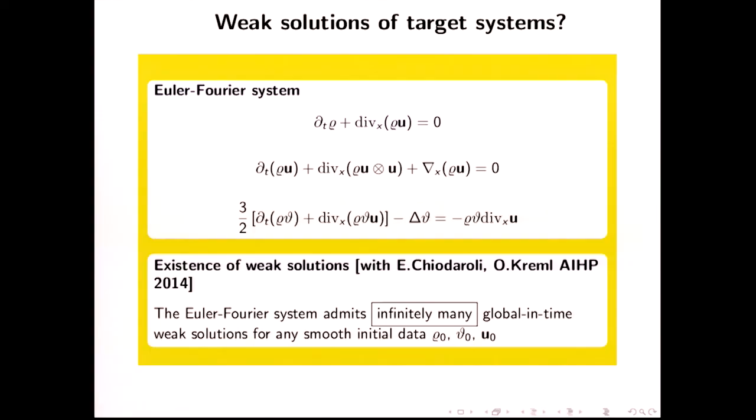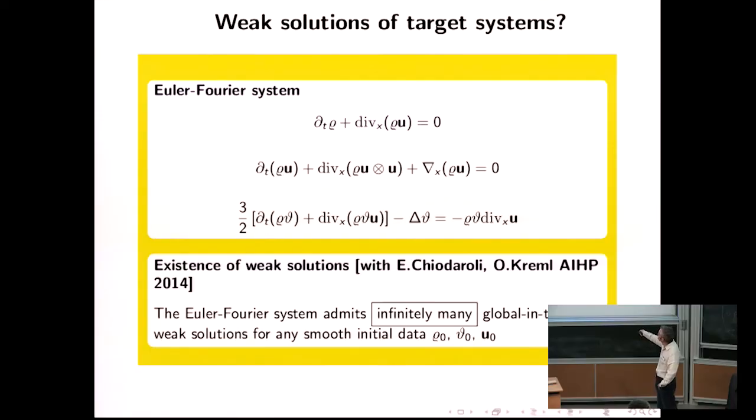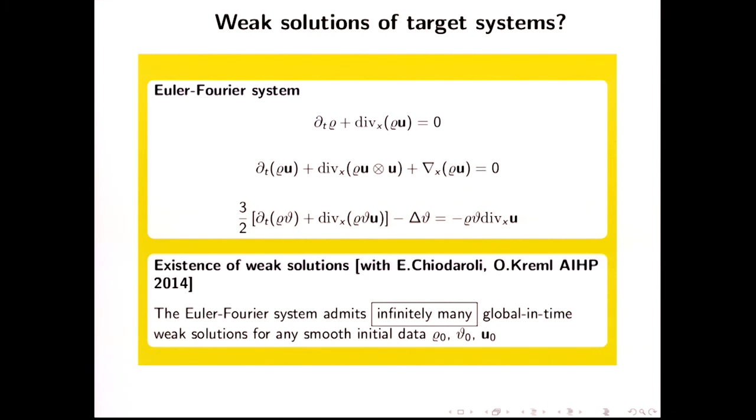However, you can still construct solutions for any given rho and theta 0. You can find the velocity field, which is not regular in this case, such that the problem still admits infinitely many solutions which do satisfy in addition some kind of energy inequality.